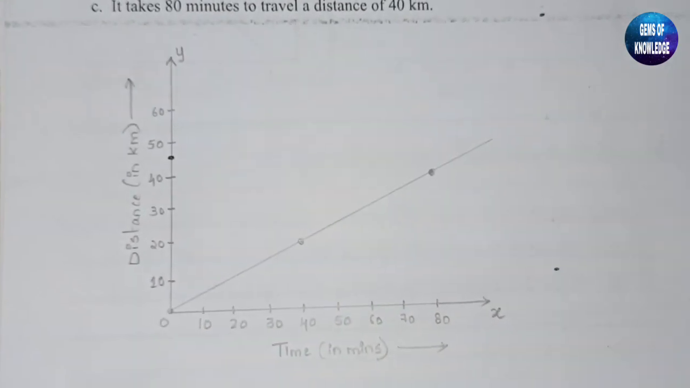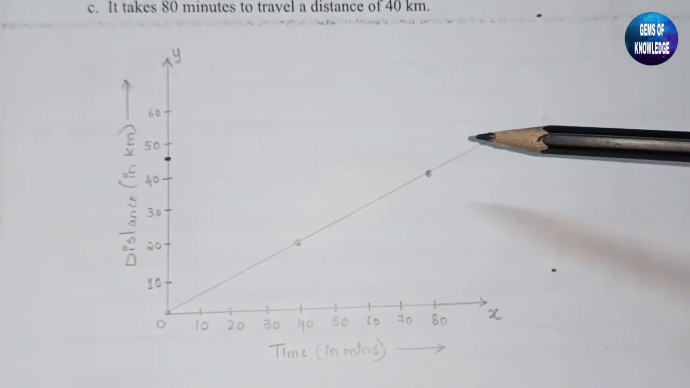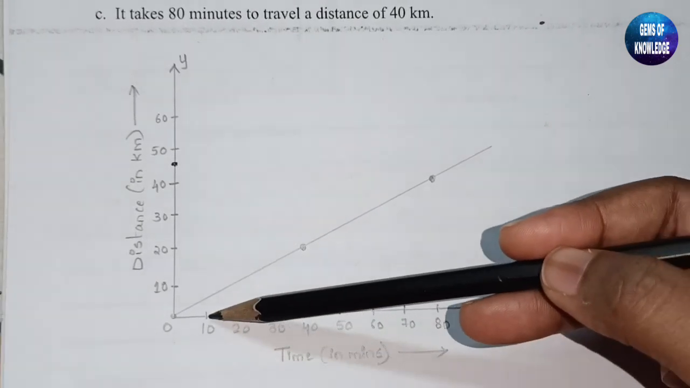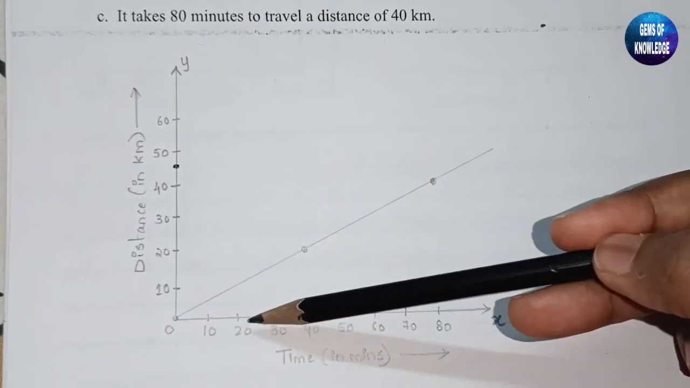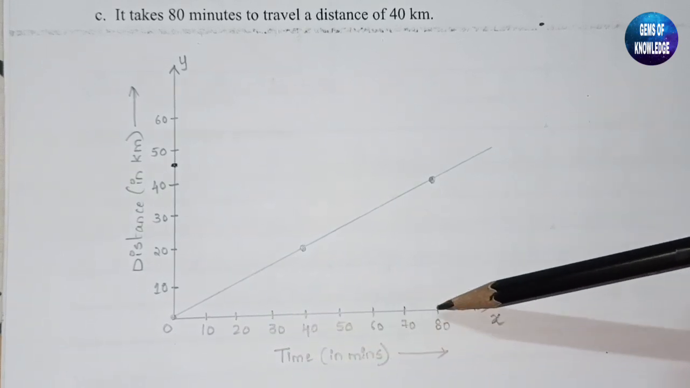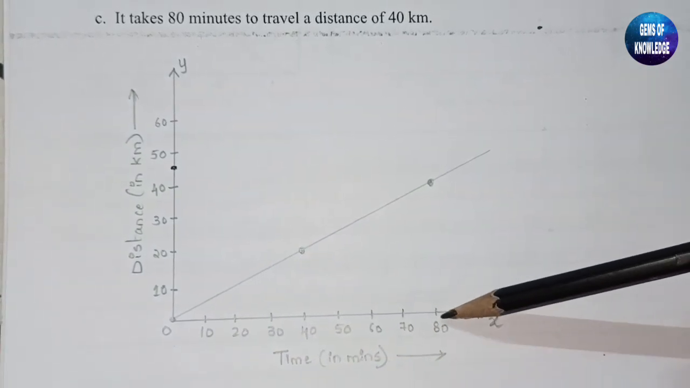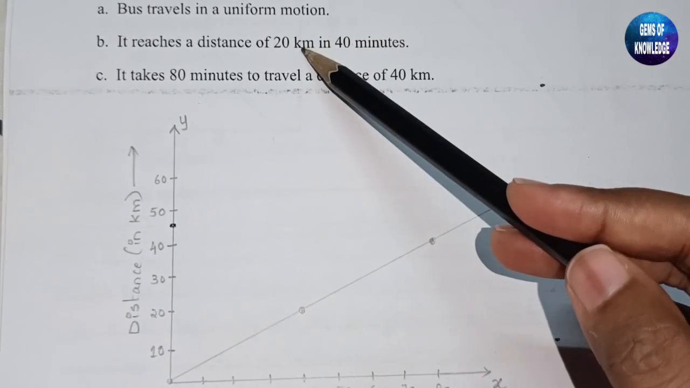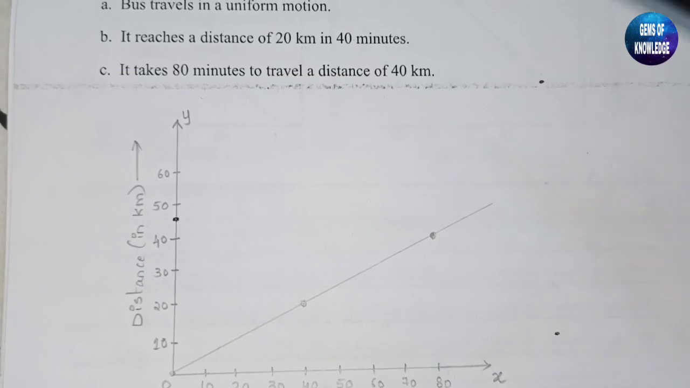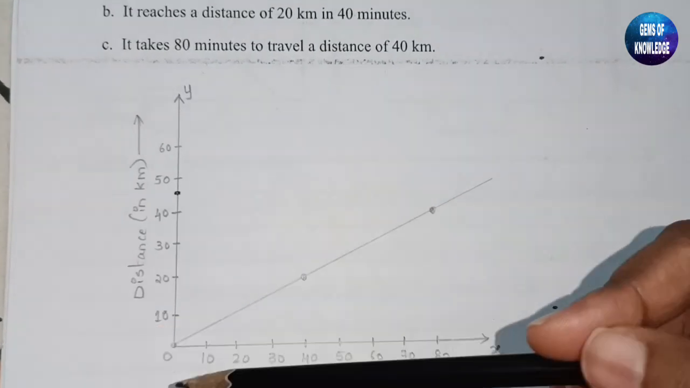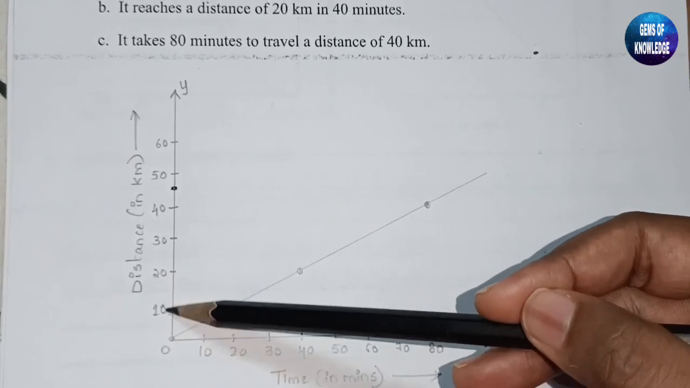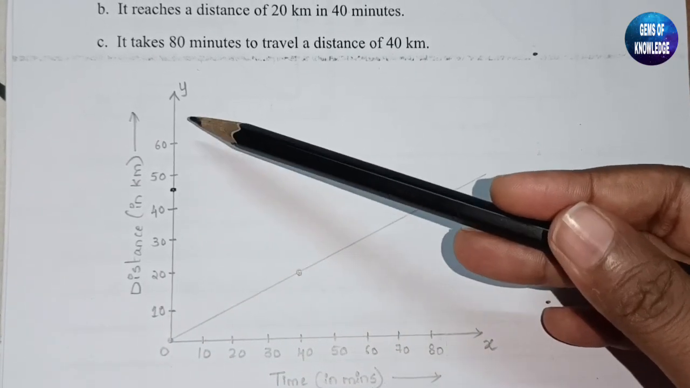So just as an example, we got 40 minutes and 80 minutes. We can even take 40 and 80 only, but what we will do is we will take 10, 20, 30, 40, 50, 60, 70 and 80. Up to 80 we need it, so we have drawn up to 80 minutes. Here you can see distance, they have given 20 kilometers and 40 kilometers. We can even draw only 2 points, but what we have done is we are going through these points, that is 10 kilometers, 20, 30, 40, 50 and 60.